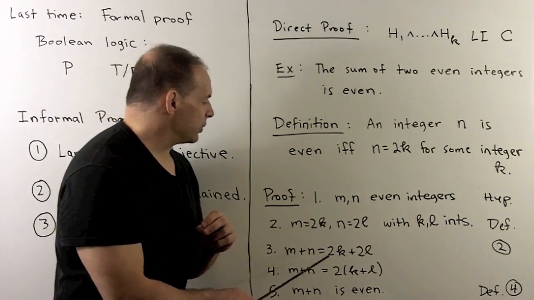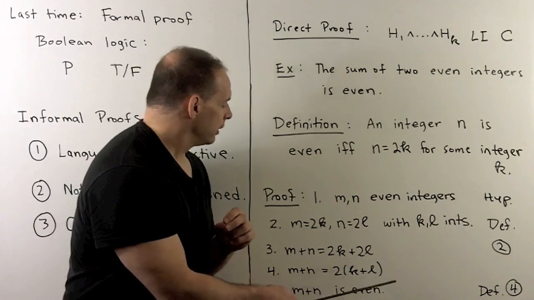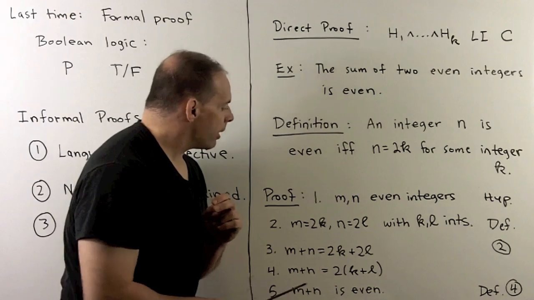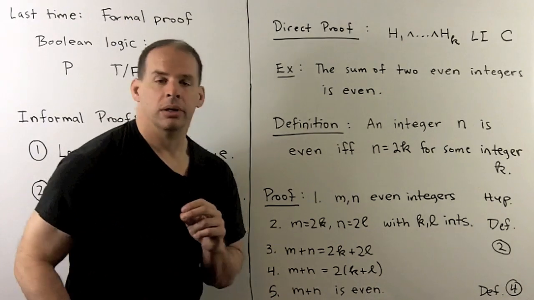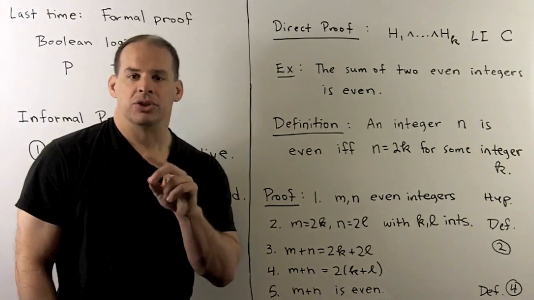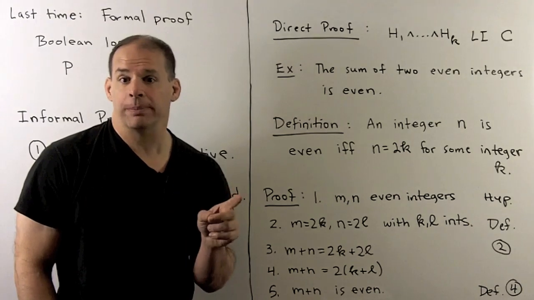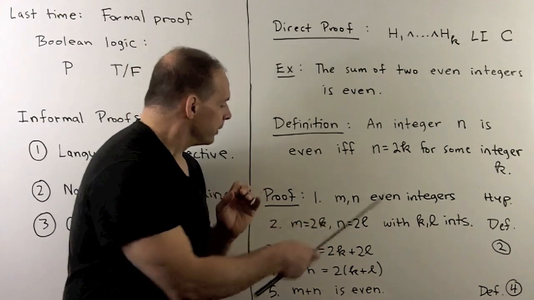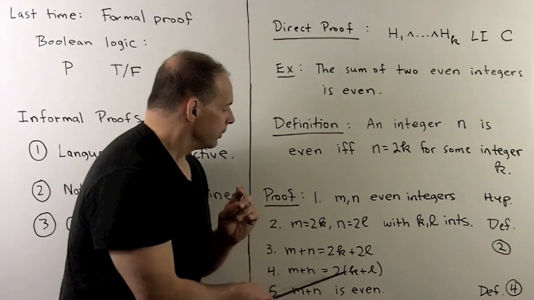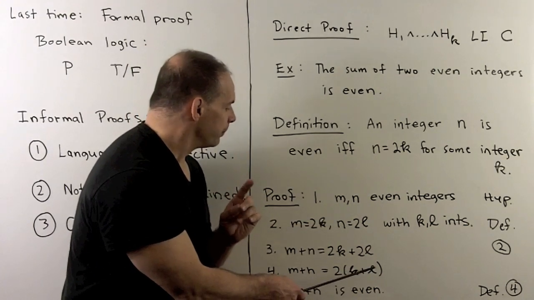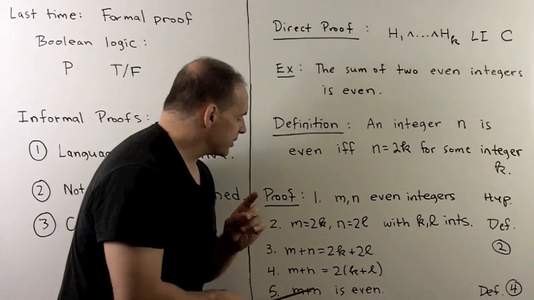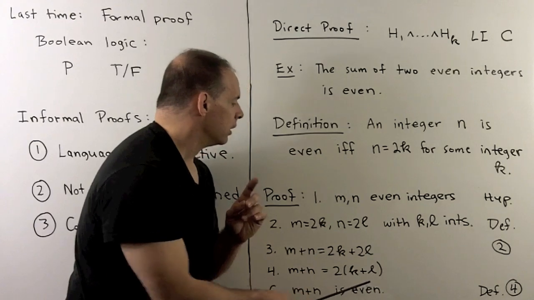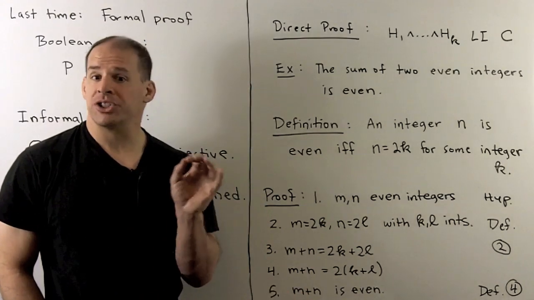We add them together. So m plus n is equal to 2k plus 2l, and here we're using statement 2. For statement 4, I'm going to factor the 2 out. We could do that using the distributive property of addition and multiplication. Then finally, we go to our definition. We have 2 times an integer, since k plus l will be an integer. So that means m plus n is even by definition, using 4. So that's the proof of our statement.